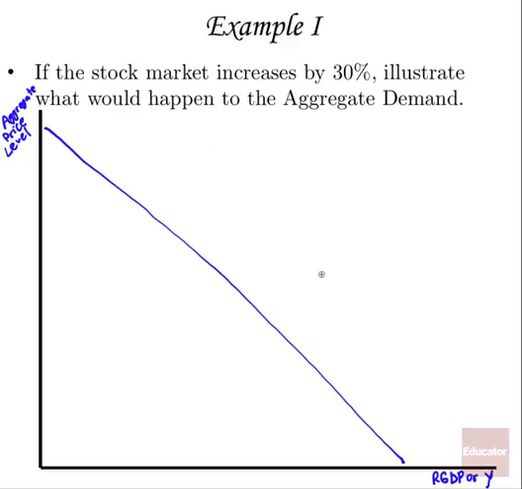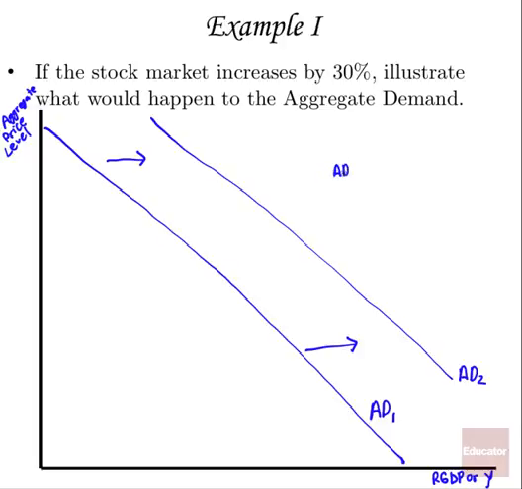If the stock market increases by 30%, what's going to happen to the aggregate demand? So if this is the aggregate demand, AD1 here, then you're going to have a shift to the right here. And why is that the case? You have a change in wealth here. The AD shifts right because of the increase in wealth.